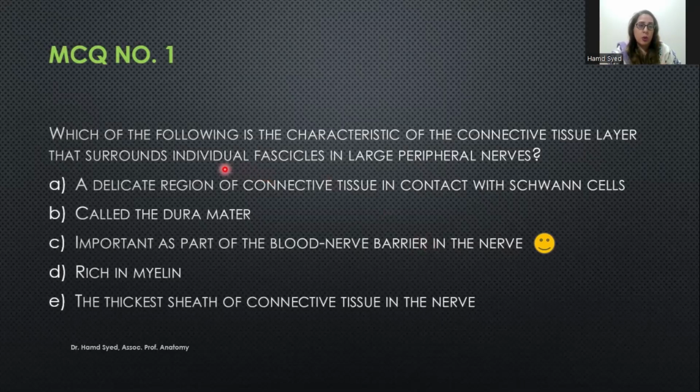Whereas if we look at the other options, a delicate region of connective tissue in contact with Schwann cells, that would be the endoneurium, not the perineurium. And of course, this is not dura mater, and it is not the myelinated area, because myelin is present around individual axons. And the thickest sheath of connective tissue, well, that is epineurium. Then again, it is not perineurium. So the correct answer is C, which is the quality of perineurium, which was asked in this MCQ.